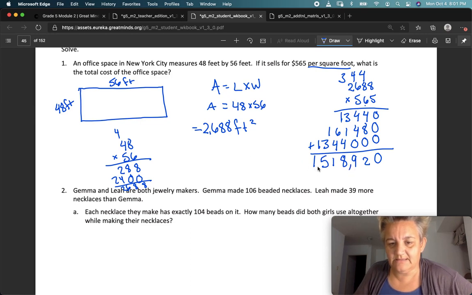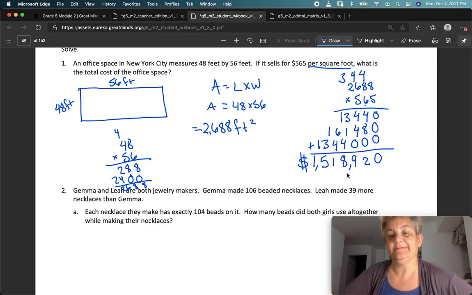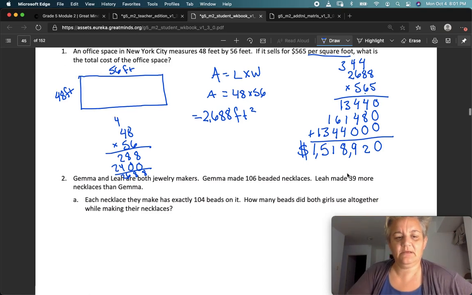And the correct label is money because we're trying to figure out how much it costs. So we're talking about office space at the value of $1,518,920. That is one piece of expensive property, but New York City, so that's probably about right. Well, okay, number 2.